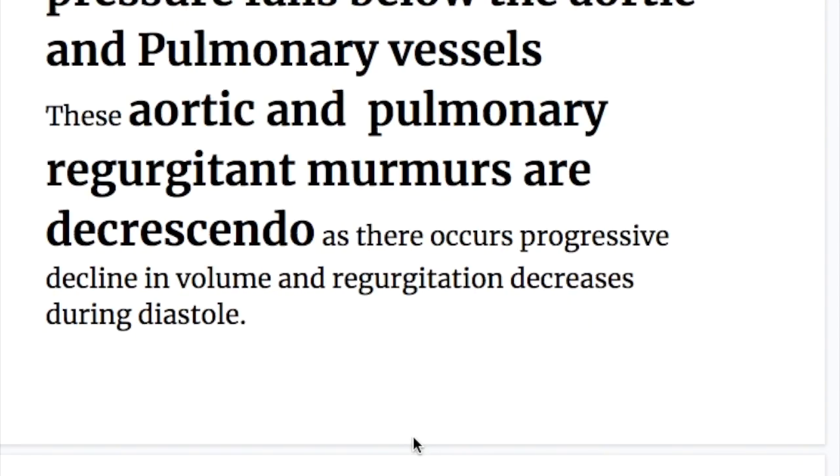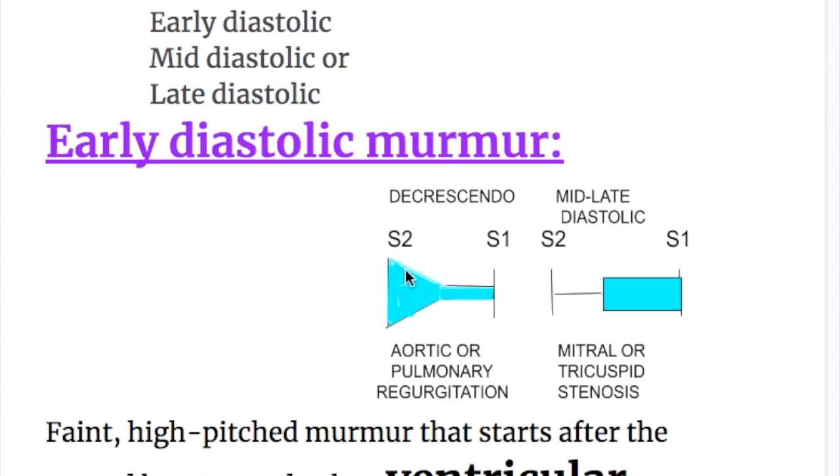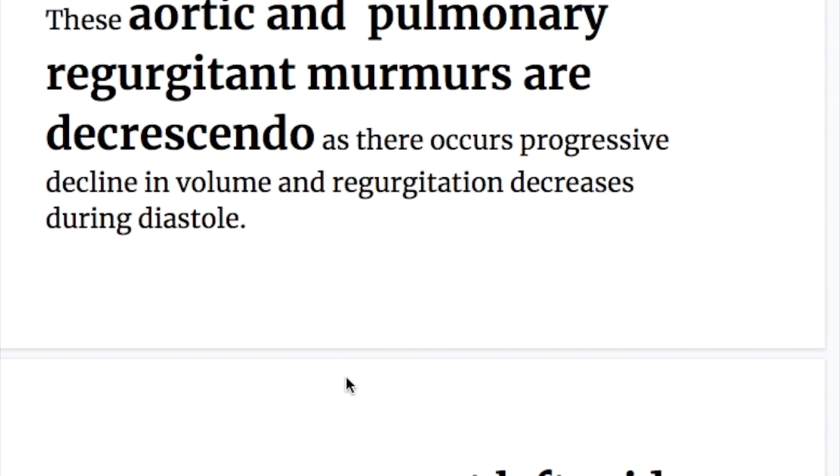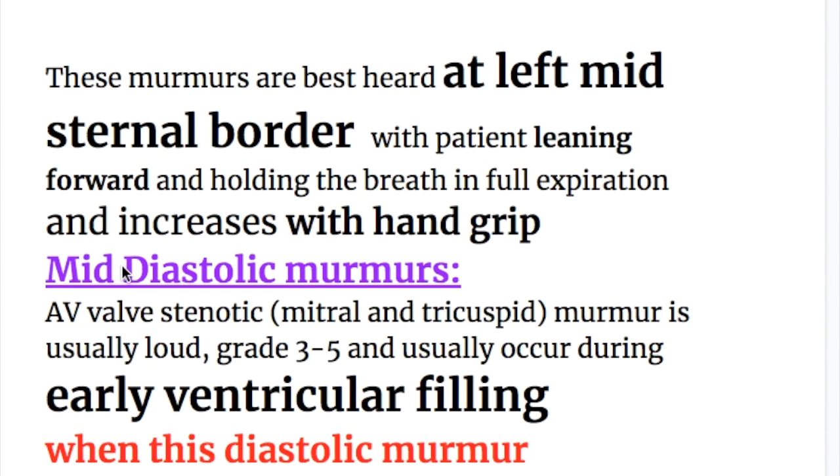These aortic and pulmonary regurgitant murmurs are decrescendo. This is a decrescendo murmur which decreases as the flow from the aorta to the ventricle decreases. See that it's decreasing. It's a decrescendo murmur, as there is a progressive decline in volume and regurgitation decreases during diastole. These murmurs are best heard at the left mid-sternal border, with the patient leaning forward and holding the breath in full expiration. They increase with hand grip.